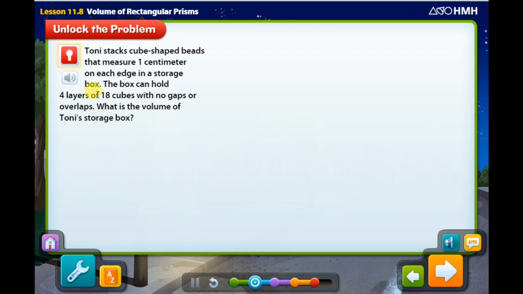4 layers. And the area of 1 layer is 18 cubes without gaps or overlaps, and that's the important condition about area. If you calculate the cubes, there shouldn't be any gaps or overlaps, then you can calculate it properly. So the area is 18, number of layers is 4. Now you want to find what is the volume of Tony's storage box. So can you find it?